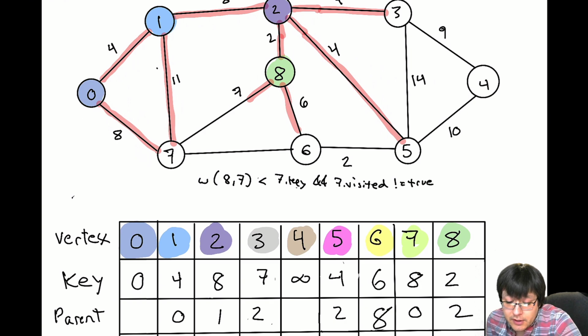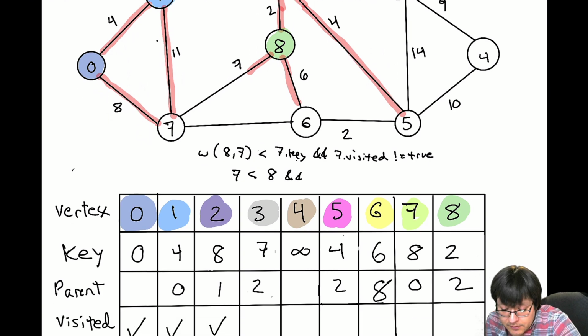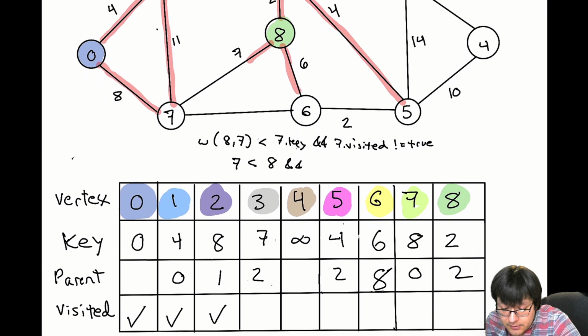Okay, so we're saying is W87 less than 7 dot key and is visited not equal to true. Okay, well, we said this is 7. So is 7 less than 7 key, which has 8? Yes. And has 7 been visited? It has not. So then therefore this is true. And because both parts are true, we can actually go ahead and go in the if statement.